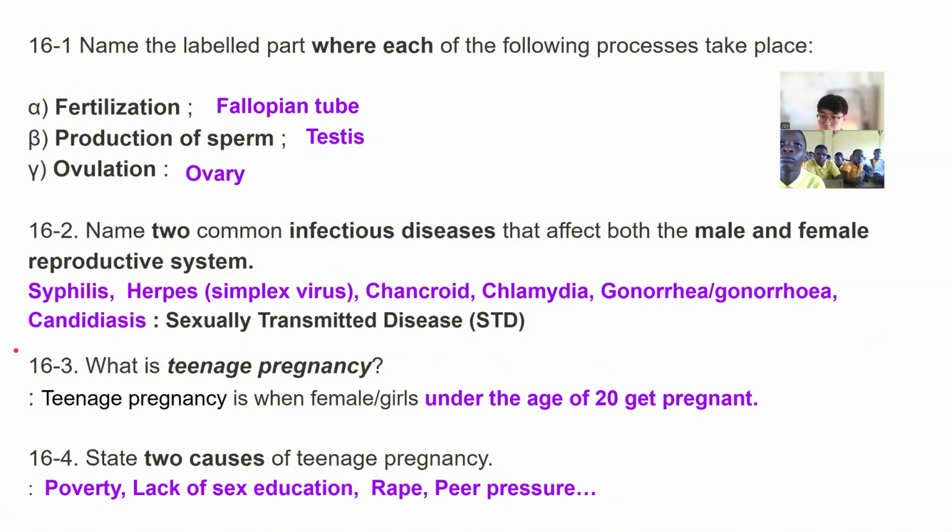And the question also asks, what is teenage pregnancy? Teenage pregnancy is when females or girls under the age of 20 get pregnant. And state two causes of teenage pregnancy. You can say things like poverty, lack of sex education, rape or peer pressure, etc. So this was the last question of the reproductive system.